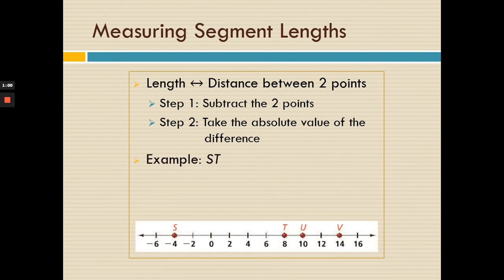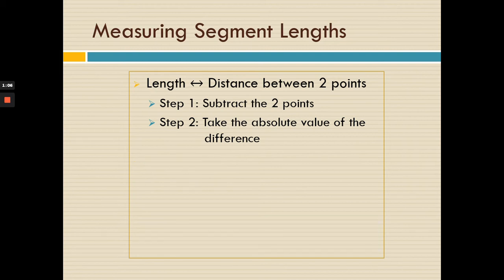So our first example on the paper, we're going to do ST. Before we get to that, I want to answer the question that's in the left column right there. Why did we take the absolute value? Think about this. When you take the absolute value of a positive number, it doesn't actually do anything, right? The absolute value of a positive number is just that number.